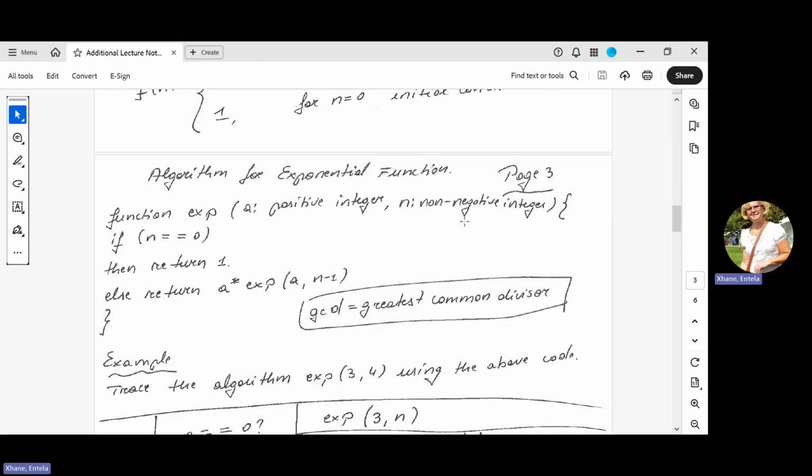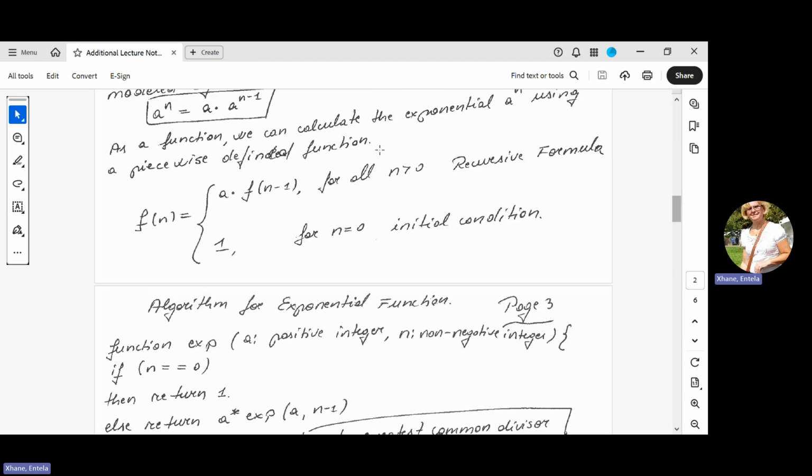So anytime we use the term non-negative, it's not the same as saying positive integer, because in positive integers 0 is not included, while in non-negative integers 0 is included. So n is non-negative, meaning not only positive integers, but 0. So n equals 0, and then n greater than 0. That's important because these are the two conditions of the exponent n. n equals 0 is used for the initial condition, and n greater than 0 for all the other exponents.